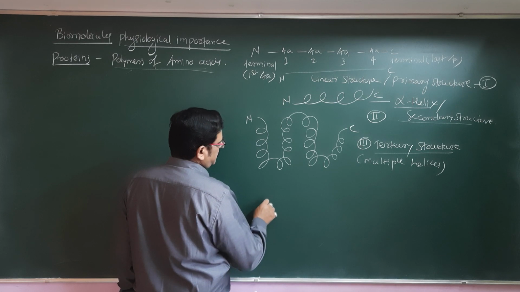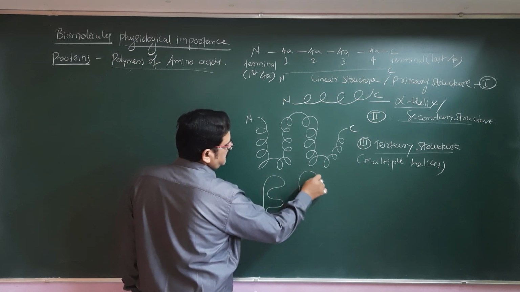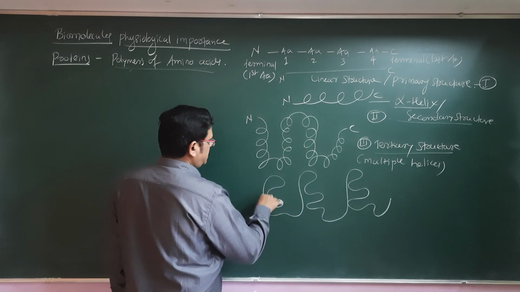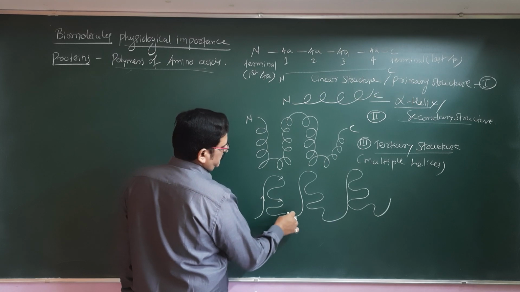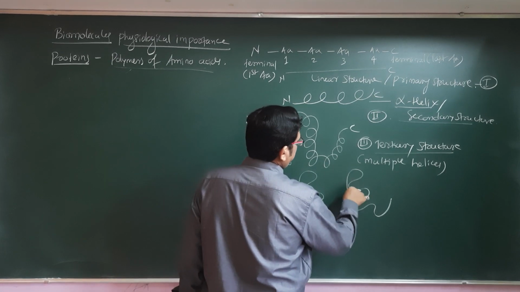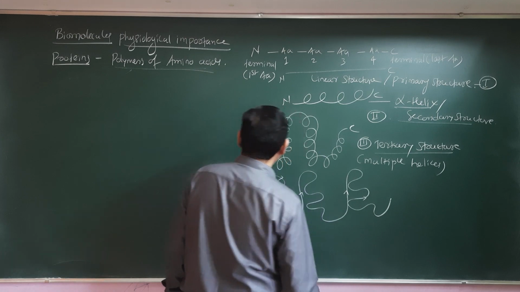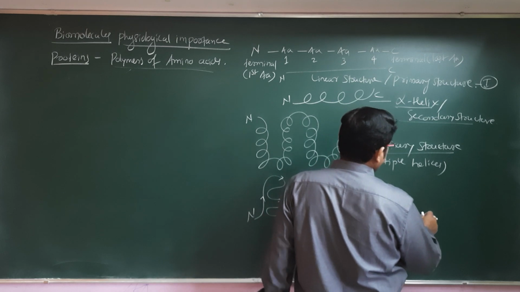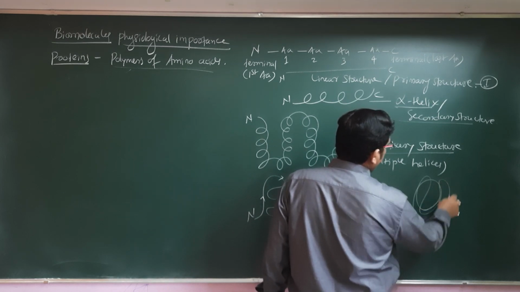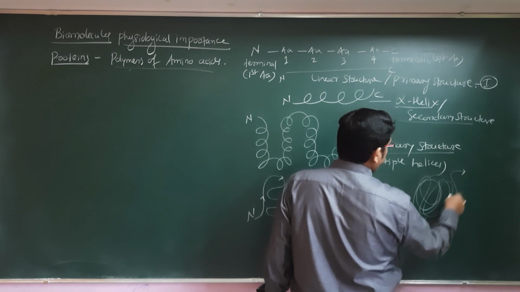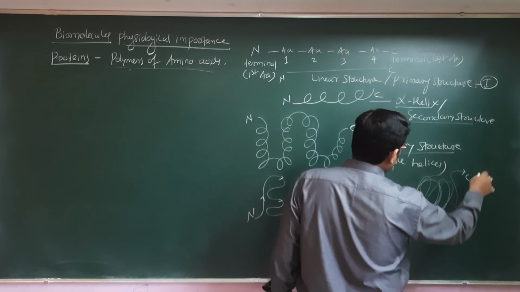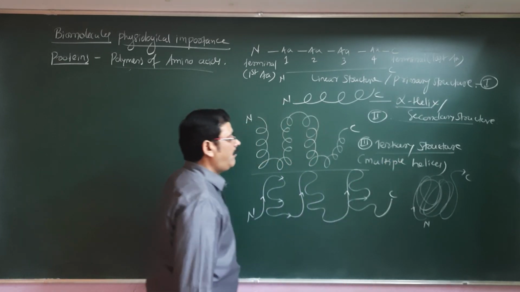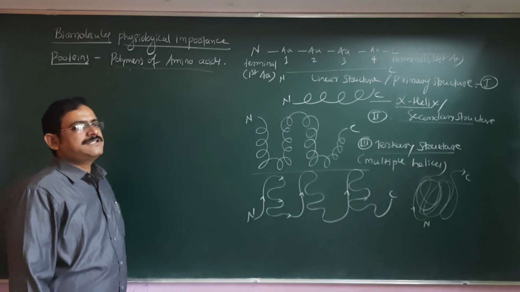So we call these mainly the loops, or beta pleated sheets. It can start with the N terminal and end with the C terminal, or it can be a tertiary structure like a woolen ball. So there is an N terminal and a C terminal, and it can be of multiple kinds like this. All these are mainly called tertiary structures.